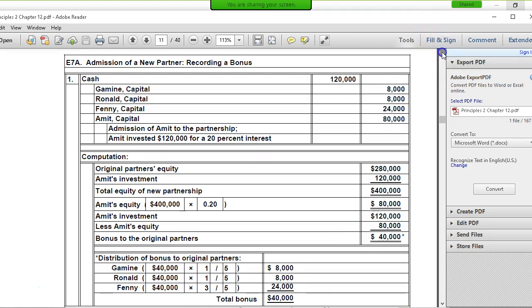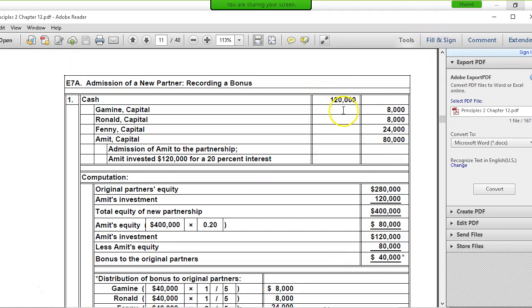So the cash of 120,000 that came into the partnership, Gaiman's capital account is going to increase 8,000, Ronald's is going to increase 8,000, Fenny's is going to increase 24,000. So AMIT ends up with a 20% investment in the partnership, and that additional 40,000 of cash is going to be allocated among the other partners.